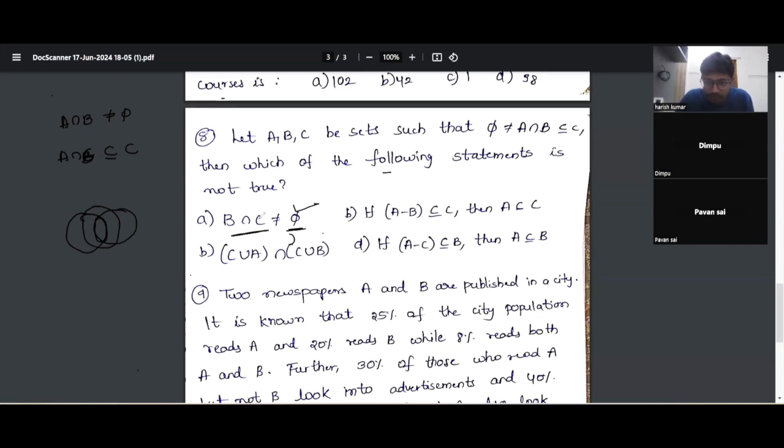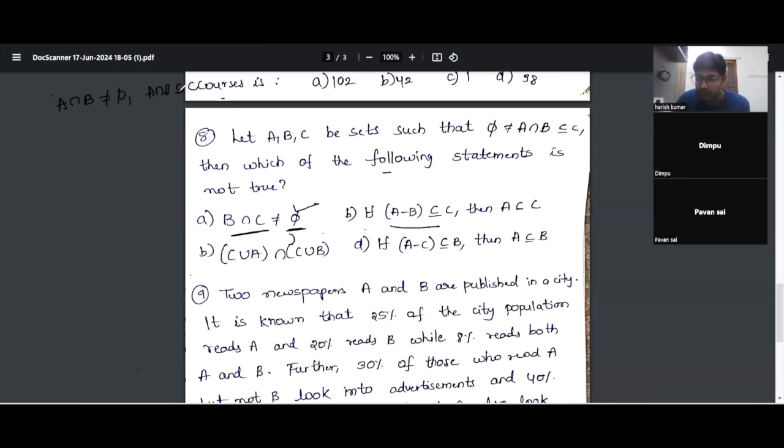Understood? Yes, sir. The first statement is a true statement. He is asking for false statements. Then let's go to the next statement. He is saying that if A minus B is a subset of C, right? He has given us already two conditions. What are the two conditions? A intersection B is not a null set and A intersection B is a subset of C, right?